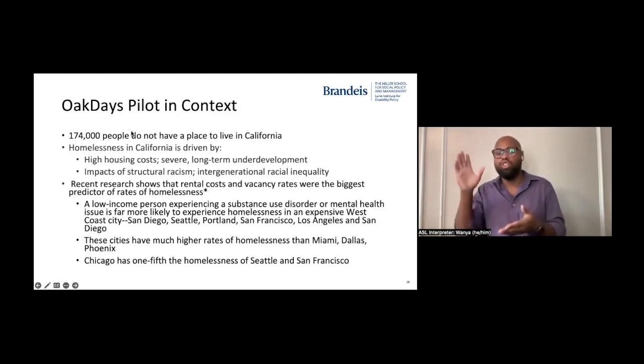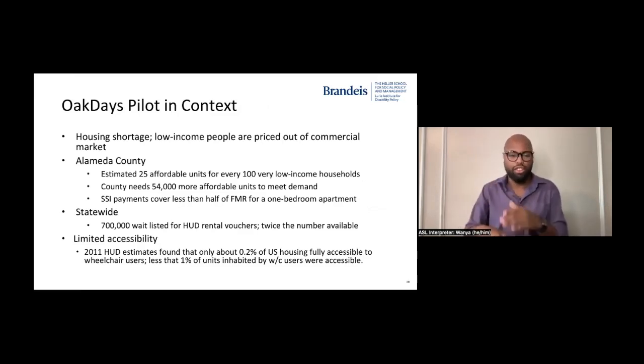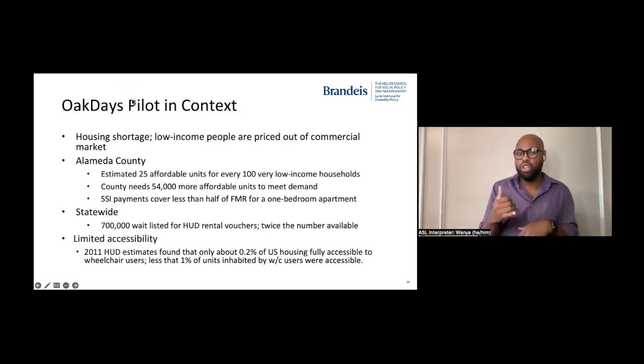Next slide, please. So the severe housing shortages leave low-income people really priced out of the commercial market. In Alameda, for example, where the Oak Days pilot is located, there's only about 25 affordable units for every 100 very low-income households. That's a fairly standard figure, I think, in most metropolitan areas around the country. The county estimated that about 5,400 more affordable units are needed to meet demand. And obviously, for someone who's on supplemental security income, that payment will only cover about half of the market rents for a one-bedroom apartment. The state also suggests that there's probably about 700,000 people on wait lists for rental vouchers.